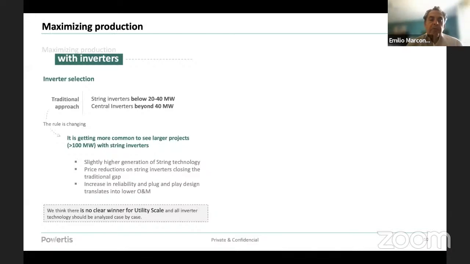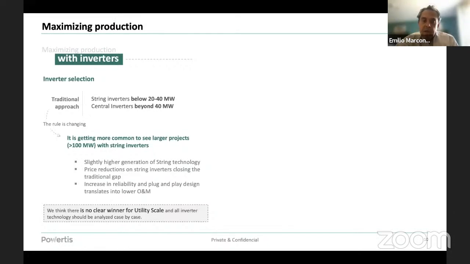The reason the string is catching up also for larger projects is that, although it's a bit more expensive in terms of capex, for opex it is more convenient to use strings. It's more like plug and play, and easier to change if there is an issue. Whatever is blocked or stopped is minor compared to central.